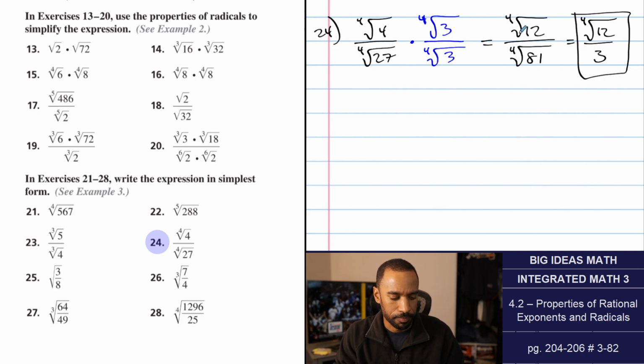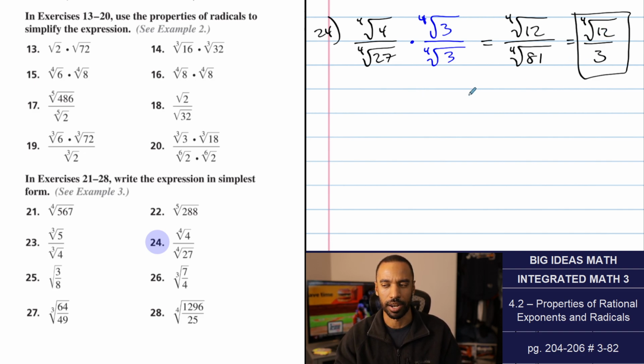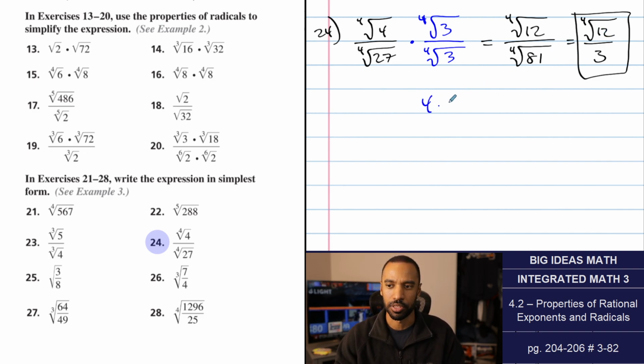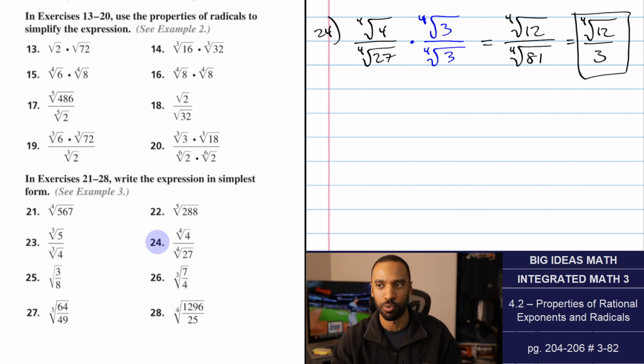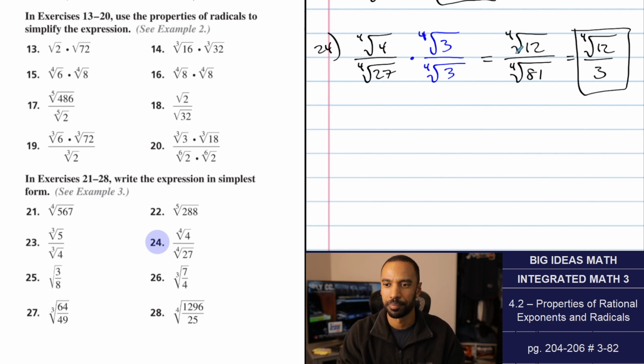When we did the one with the 4, the difference was that this wasn't a product of two numbers. Now this is 4 times 3 in this case, which is 2 squared times 3. But that 3 would be in its own fourth root. So we're going to leave it like that.